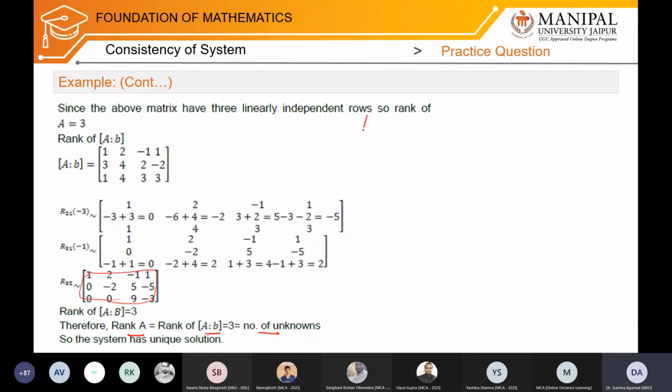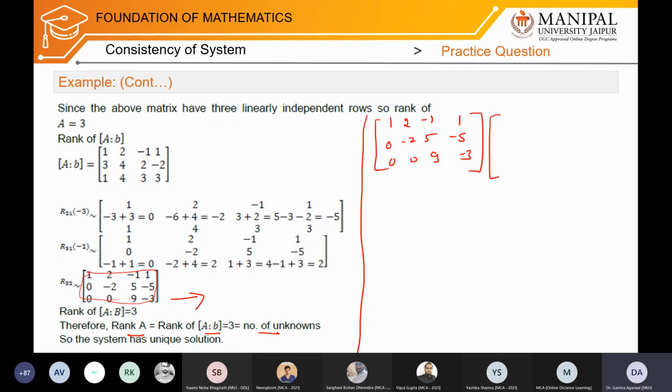Now what will be the unique solution? Now you can write the unique solution through this matrix. Let me write this matrix here again. This is the matrix, right? This is the coefficient matrix. If I write it in this form, what I'll get, this is B, right? And this is coefficient matrix, augment matrix. This one is augment matrix now.